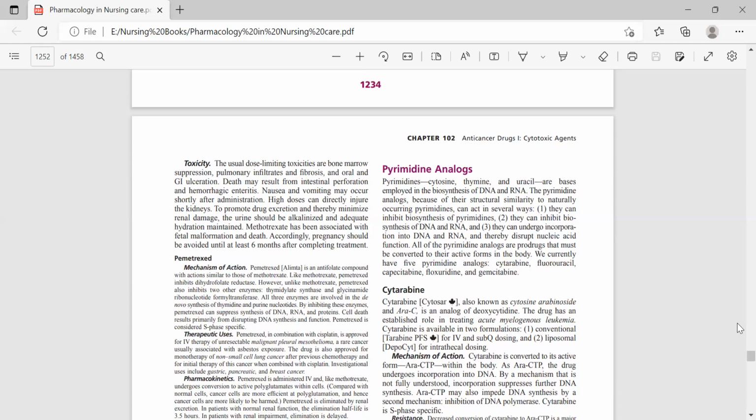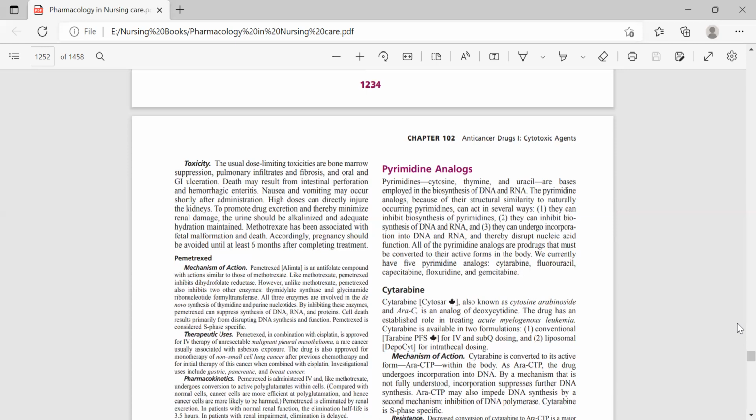Cytarabine is not active orally, and after the cells take up the drug, it undergoes rapid deamination in the liver, and metabolites are excreted in the urine. Therapeutic uses: it is used conventionally in AML, acute myelogenous leukemia, and to induce remission, the drug is combined with idarubicin as part of the so-called 7 plus 3 regimen, that is 7 days for cytarabine and 3 days for idarubicin.